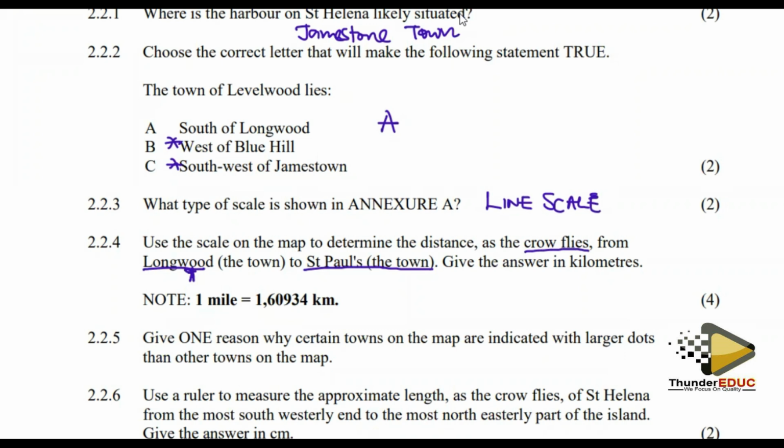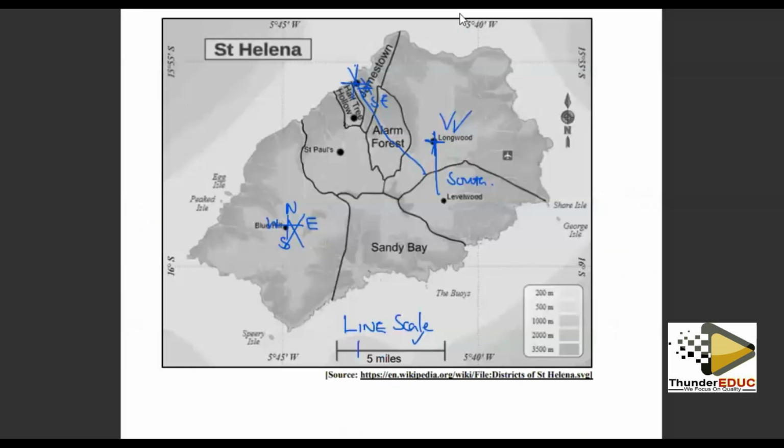Now, this term here, as the crow flies, this simply means it's a straight line. Remember, this is a kind of bird that flies. So a bird doesn't follow any route. It has no GPS. So we can't follow the routes the way they go. So simply meaning you're supposed to come here. You take your ruler.